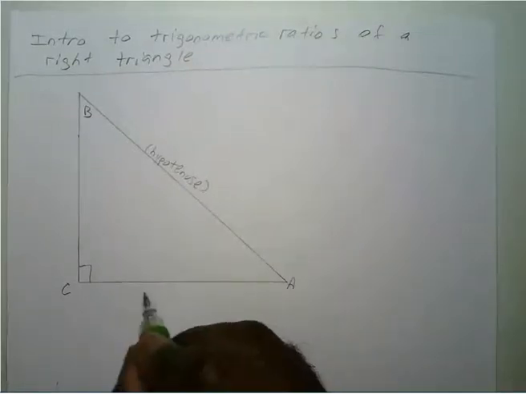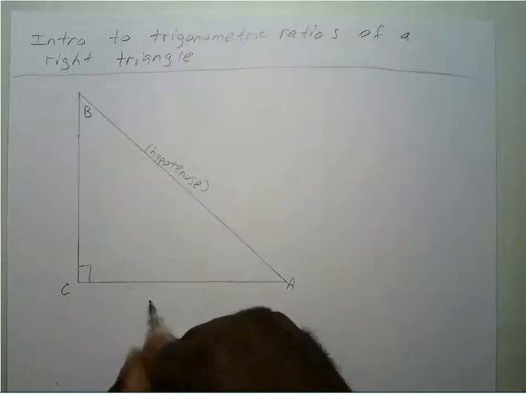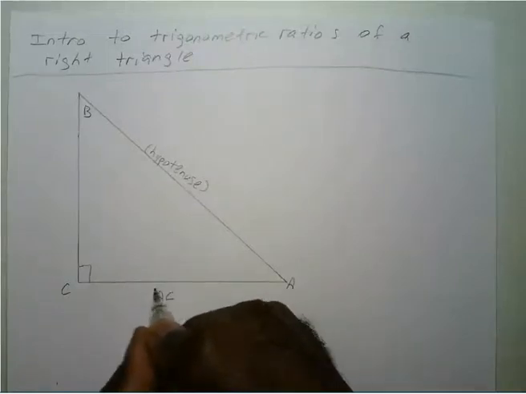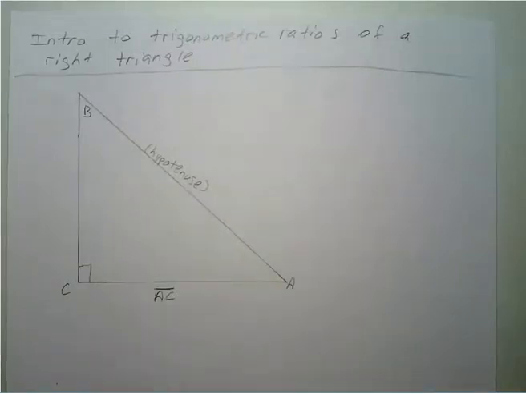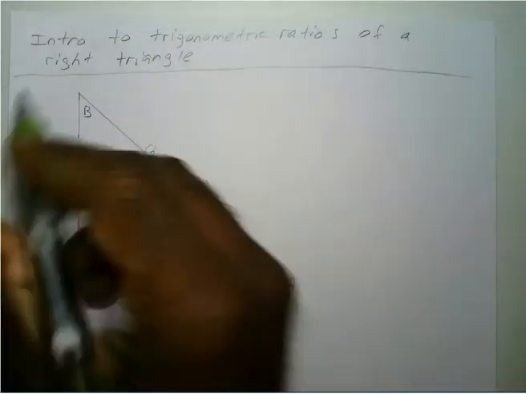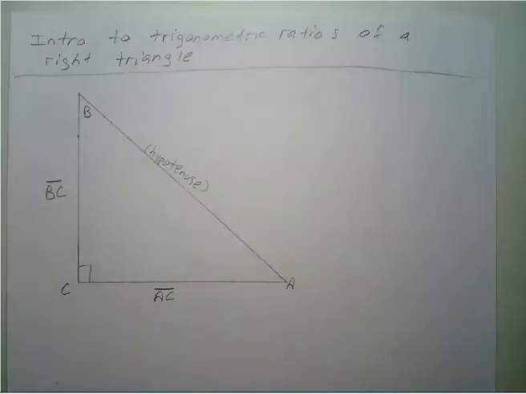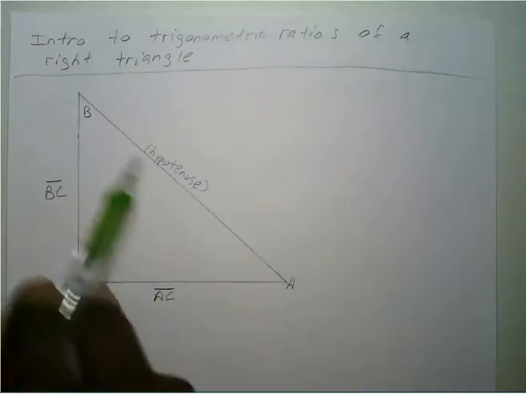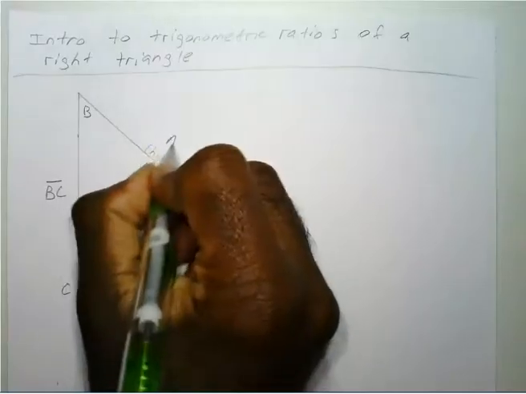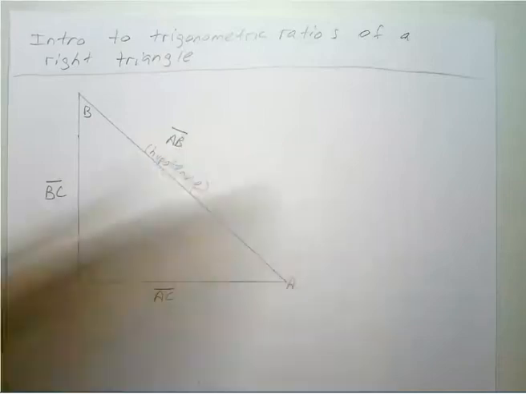This side between A and C, we're going to call side AC. And the side between B and C, for now we're going to call side BC. And for our hypotenuse between A and B, we're going to call that side AB.